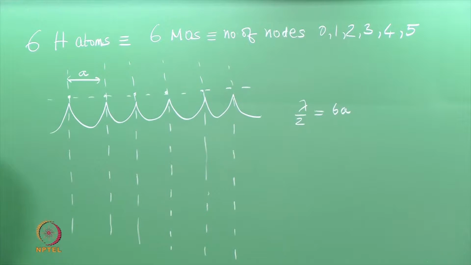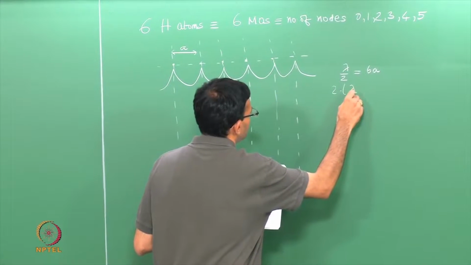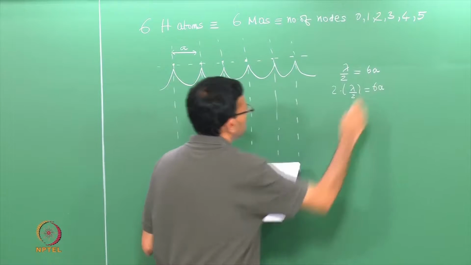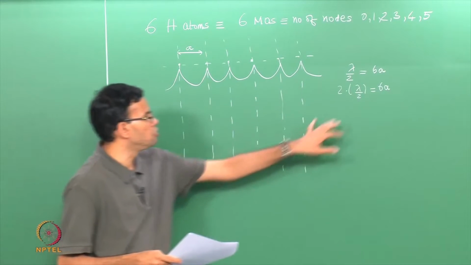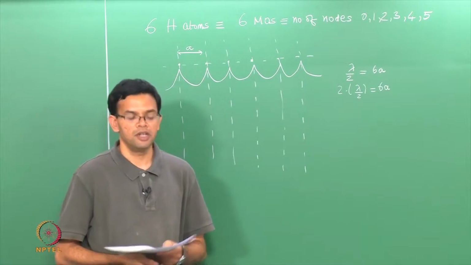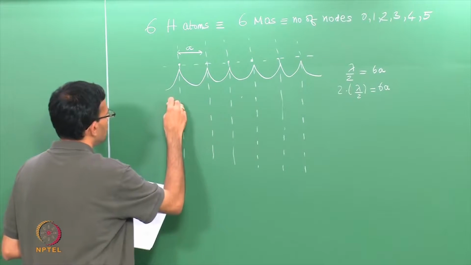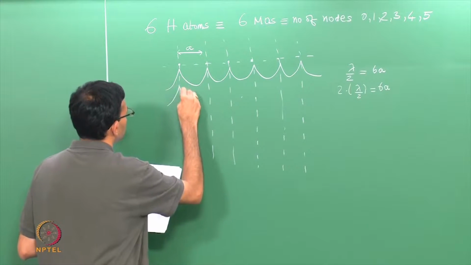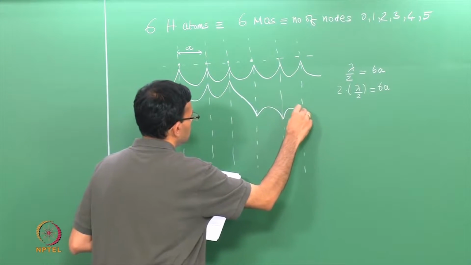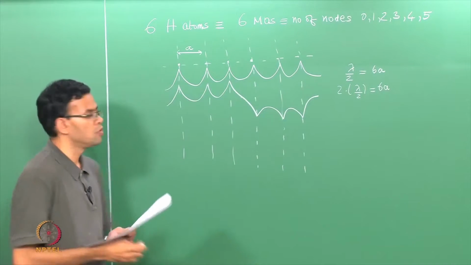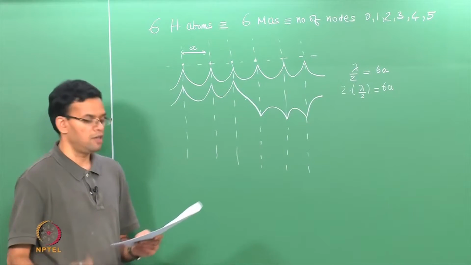The next one is the one with one node. So, that 2 times lambda over 2 is 6A. Now we have 3 up and 3 down and the function goes to 0 at essentially the middle. So, here is where it goes to 0. If you were to draw the wave functions, that is your one node. So, we have one node, 3 of the atomic orbitals are up and 3 are down.